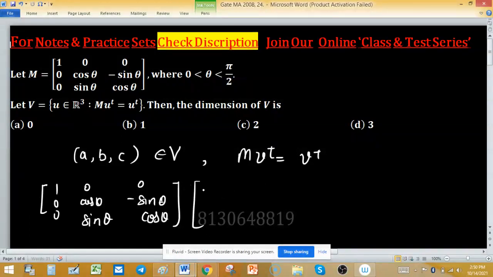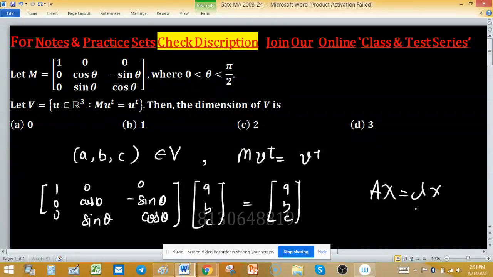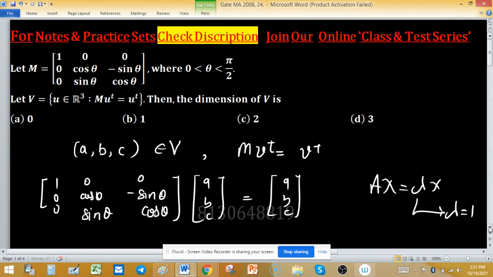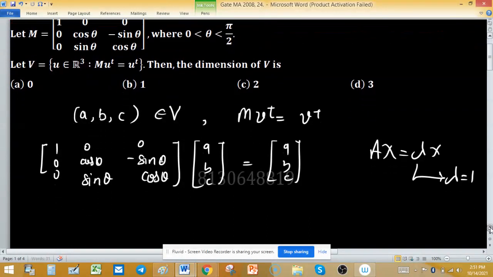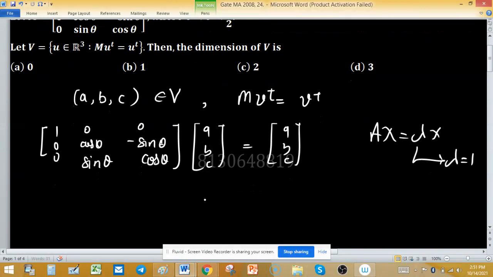This is the column vector A B C. Now this is A B C. So you can recall Ax equals lambda x. So the value of lambda is 1. So you can say 1 is the eigenvalue of this matrix M.